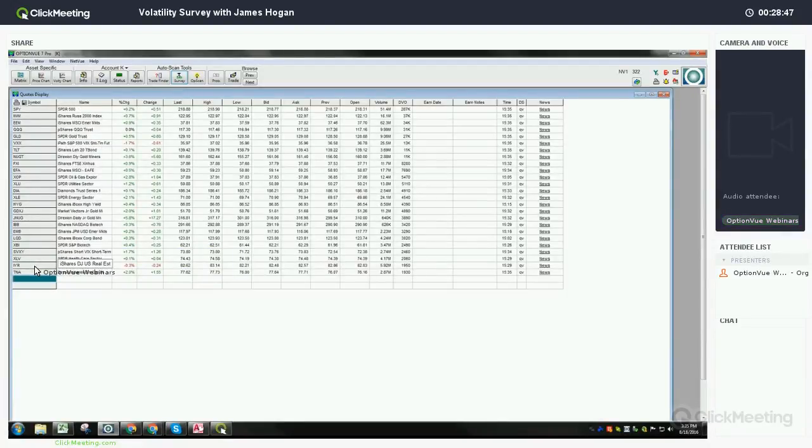Okay, so you can also do this with any of the other scans we're going to do. You can create a new tab in the quotes display and bring all these symbols over so that you can have a nice group here.